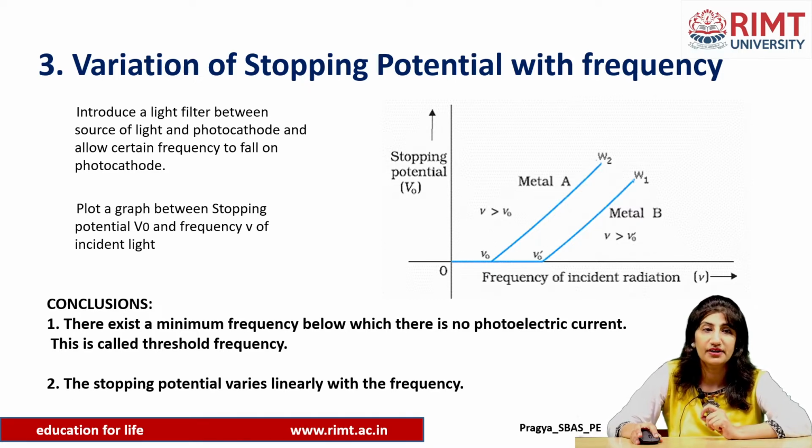From this graph, we conclude that there exists a minimum frequency below which there is no photoelectric current. In the graph, nu naught and nu naught dash depict the minimum frequency, also called the threshold frequency. Below nu naught or nu naught dash, for the two metals A and B, there is no photoelectric current. This frequency is called the threshold frequency. Secondly, the stopping potential varies linearly with the frequency, as seen from this graph.